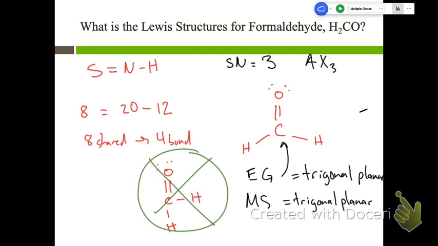Josh? If you're just looking at the oxygen, why wouldn't the molecular shape be linear? Because linear means that it's in between two other things.